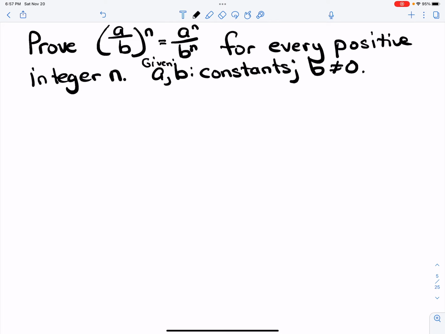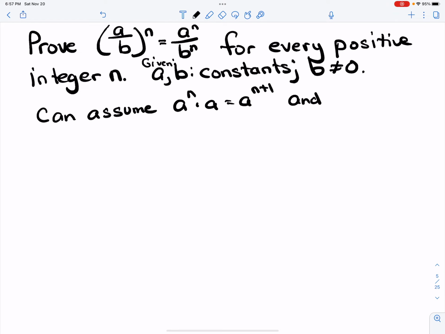For this one, we can assume that a to the n times a is the same thing as a to the n plus 1, and b to the n times b equals b to the n plus 1. We can assume that. That's going to be useful. Okay. We need to first verify S sub 1.